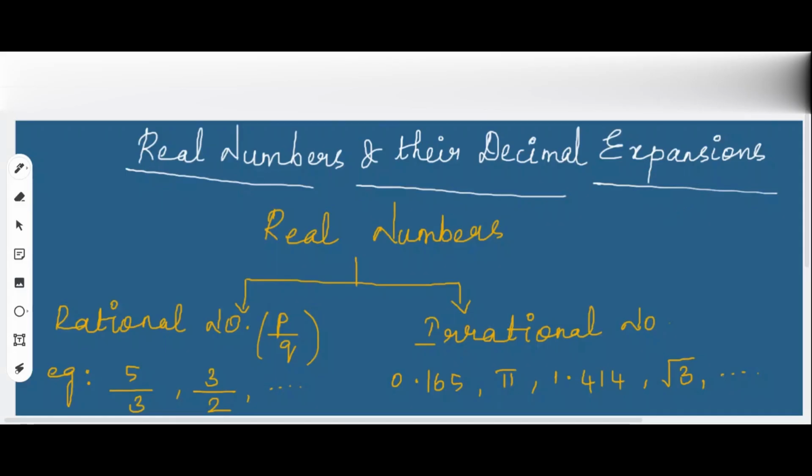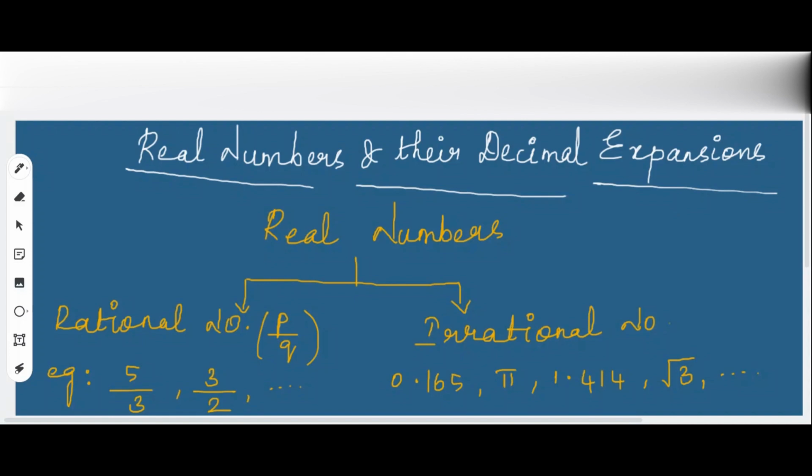Today I am going to teach real numbers and the decimal expansions NCERT topic. In that, what do you mean by real numbers? Real numbers are the combination of rational and irrational numbers. So what do you mean by rational number? A rational number is always written in the form of p by q, right? Some examples: 5 over 3, 3 over 2, 4 over 5, and so on. What are irrational numbers? An irrational number is one that cannot be written in the form of p by q.